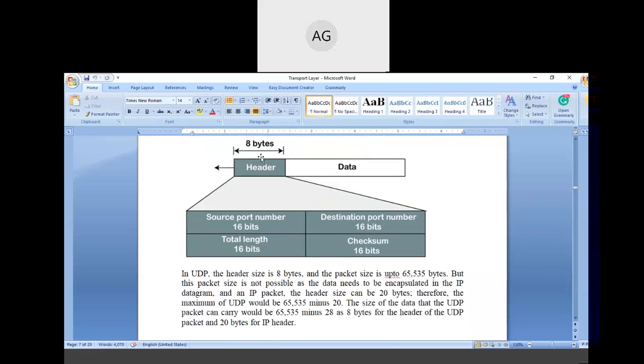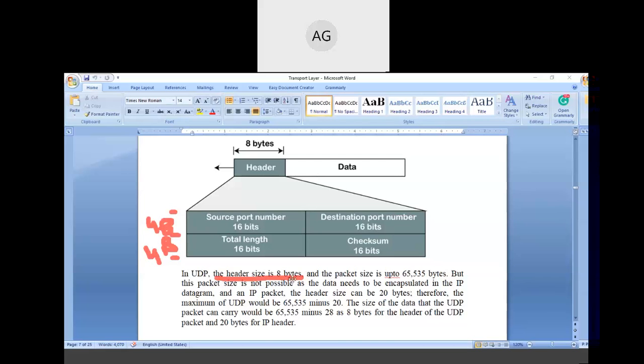As you can see here, the UDP header size is 8 bytes. Here this is 4 bytes, this is 4 bytes, and that's why the header consists of 8 bytes.